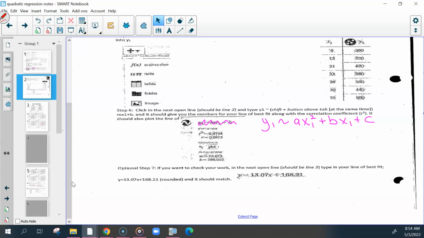So when you type that, you would just type in ax1 and then raise it to the second power. Or if you are using the keyboard, actually you probably would do that also. But basically the same thing. And then plus bx1 plus c.